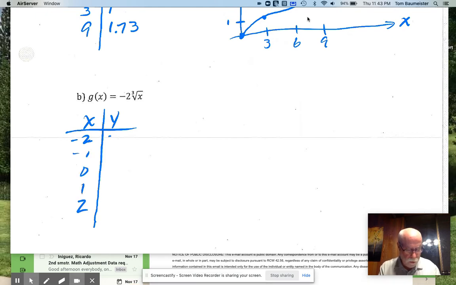And when I do that, I'll get 2.52. I'll get 2. I'll get 0. I'll get -2, and I'll get -2.52.